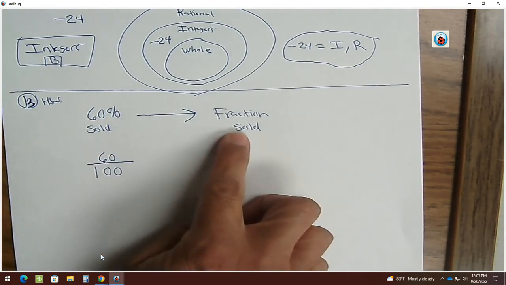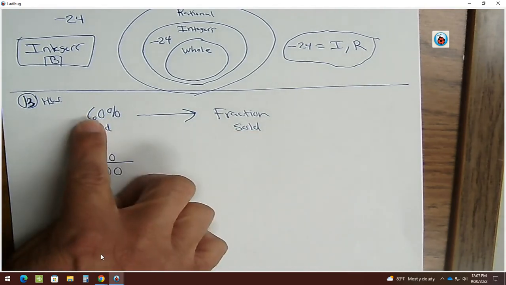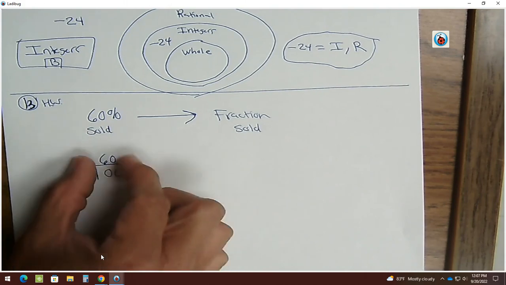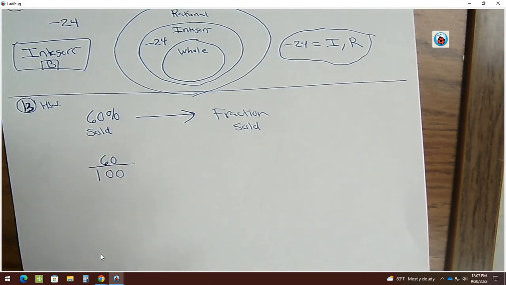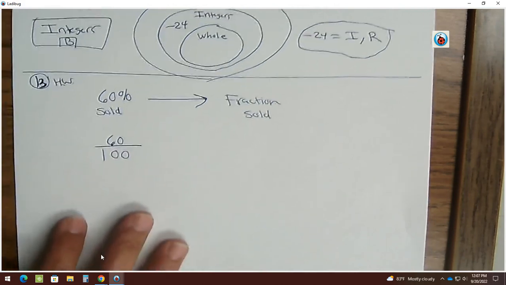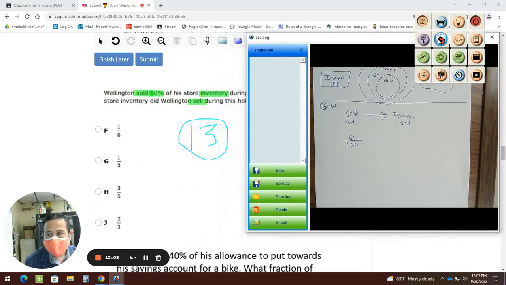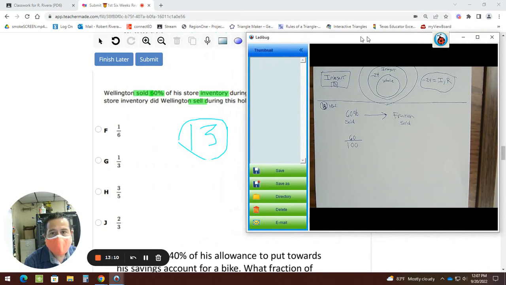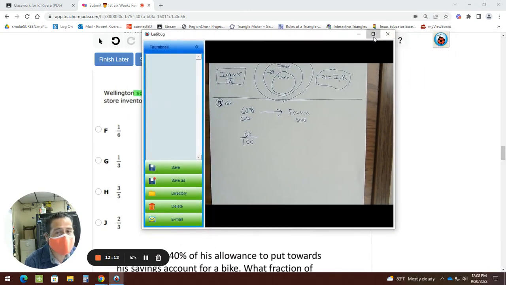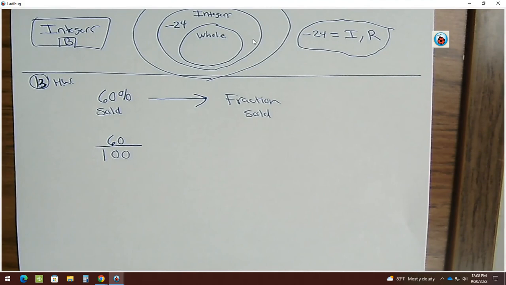If I had said not sold, then I would have to deduct 100 minus 60 to find the not sold, which was 40. But this one, we don't have to do that extra step. Now, is this answer there? Well, let me go check. That answer is not there. It does not mean that you messed up. It just means that you need to what? Simplify.